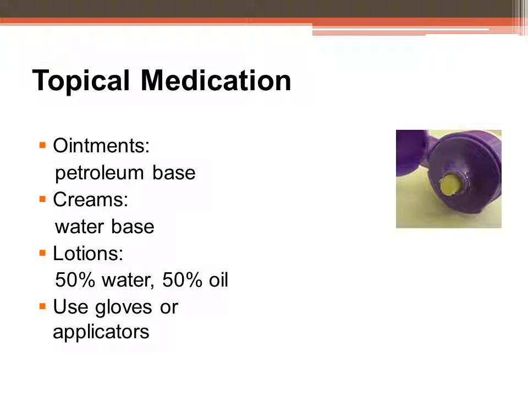Ointments are petroleum-based and they work to keep the medication in contact with the skin. Bactroban is an example, and that's an antibiotic ointment. Creams are water-based and are absorbed into the skin. Oxy-10 for blemishes is an example of that. Lotions are half water and half oil, such as calamine lotion. When you apply these topical medications, make sure the skin is intact, clean, and dry to enhance absorption, and always wear gloves.